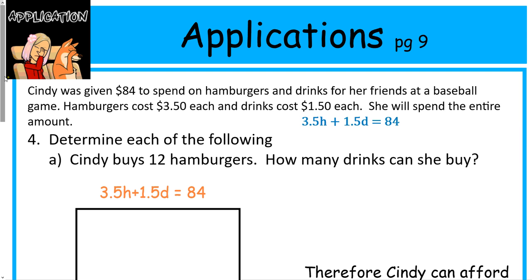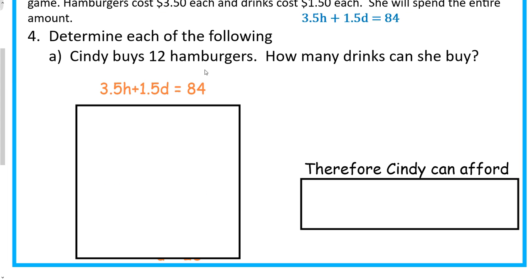All right, question 4. Determine each of the following. Part A, Cindy buys 12 hamburgers. How many drinks can she purchase? So if she spends $3.50 times 12 on all the hamburgers, how much money is she going to have left over? And then that will have to get divided equally to the number of drinks that she can purchase.